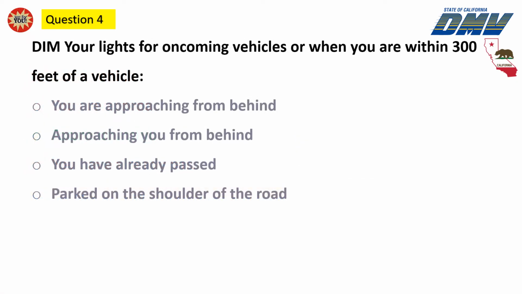Question 4. Dim your lights for oncoming vehicles or when you are within 300 feet of a vehicle. You are approaching from behind. Approaching you from behind. You have already passed. Parked on the shoulder of the road.